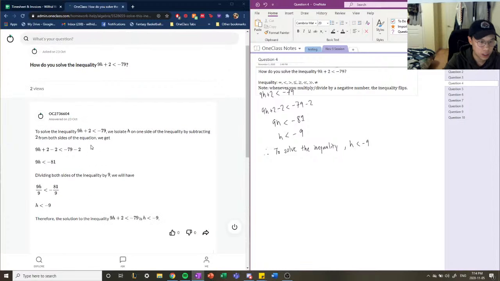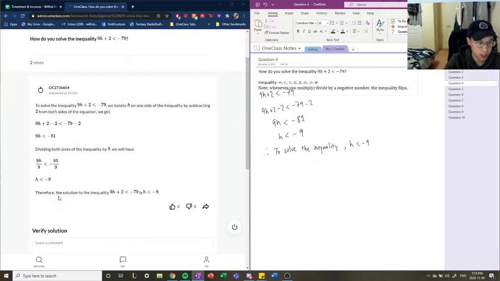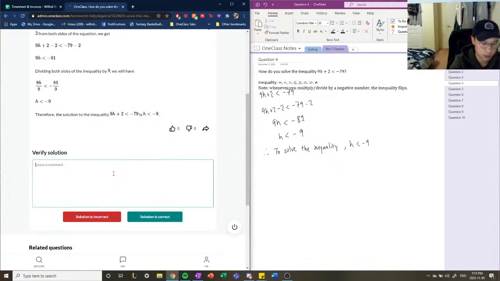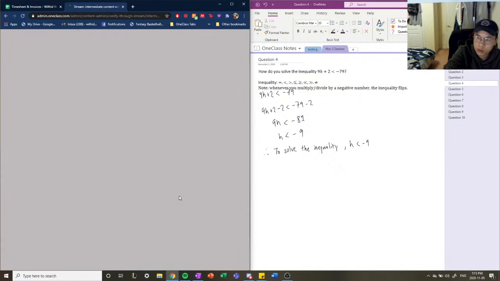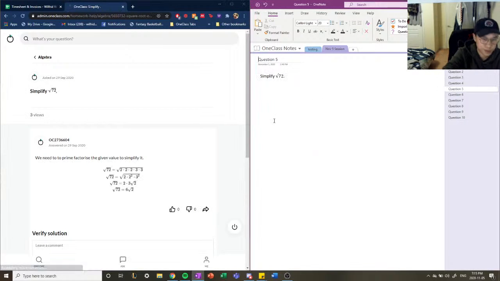Let's see if the junior tutor has the correct solution. To solve the inequality, we isolate for h. H has to be less than negative 9. And yep, so the solution is correct. This solution is good. Nice job. Okay, cool. So moving along, we are going to move to question number 5.